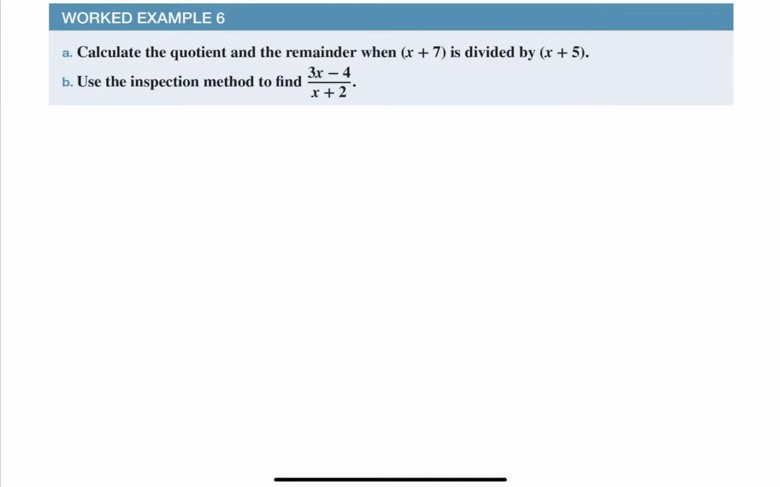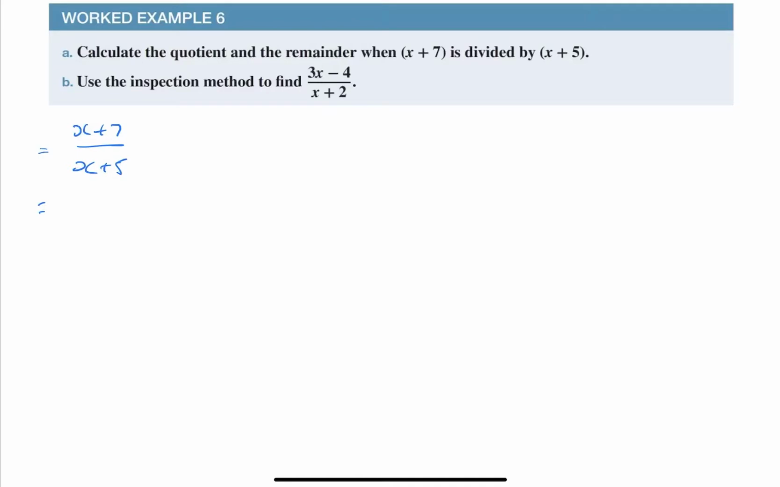Let's look at A. They say that I have x plus 7 that I'm going to divide by x plus 5. When I divide this, we have the divisor and the dividend, and what we can see then is that they are of the same degree. Then we know that we will be able to write this as a mixed number, or as a quotient plus a remainder over a divisor. Now, just to make more sense out of that, let's quickly go and do this.